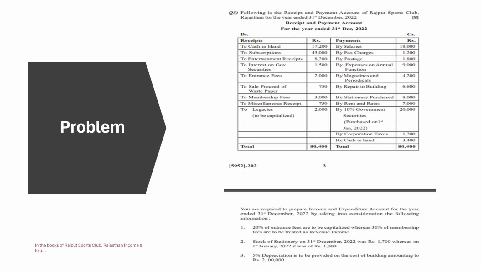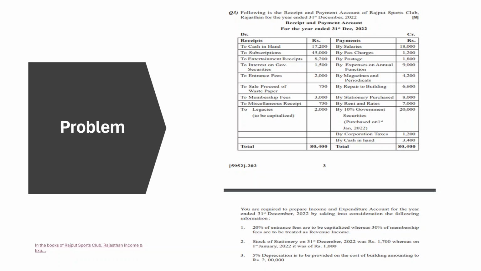Then there are three adjustments given. So whatever adjustments are given, you have to mark those amounts in the given account. So here the receipt and payment account is given and adjustments are given. Adjustment number 1, what they said: 20% of entrance fees are to be capitalized. So where is entrance fees given? In your receipt and payment account, it is given under the receipt side: to entrance fees 2,000. So mark on that.